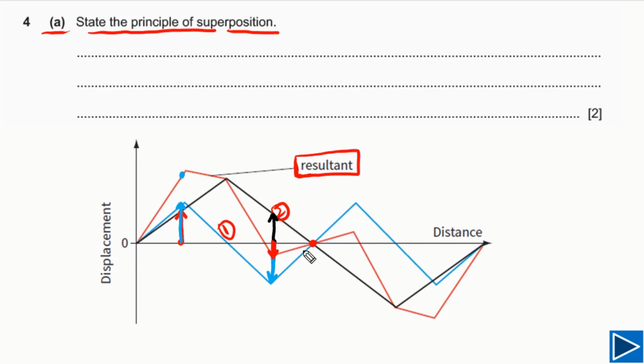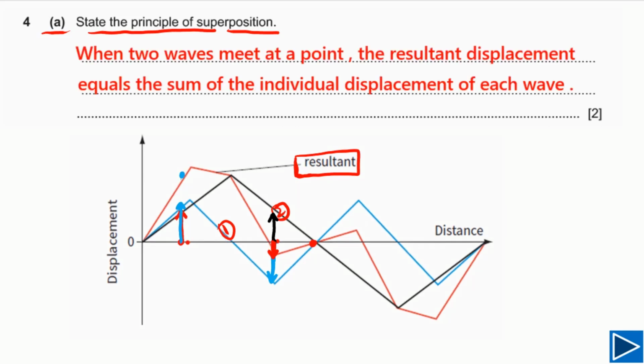Now let's try to write down our final answer. So this is how you can state the principle of superposition. Simply you can say, when two waves meet at a point, the resultant displacement is equal to the sum of the individual displacement of each wave.